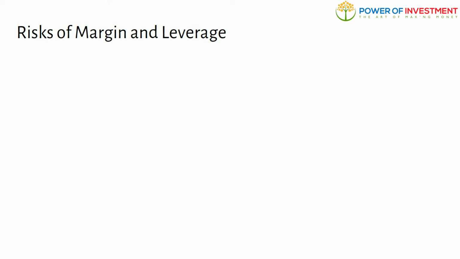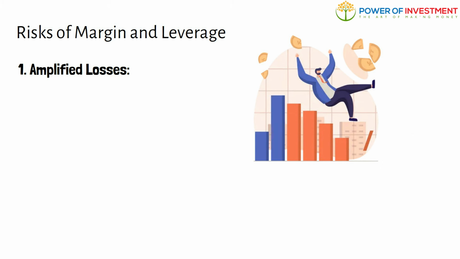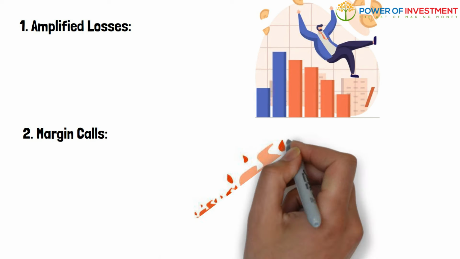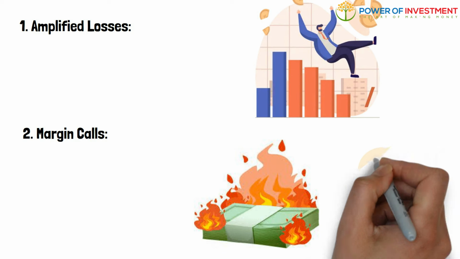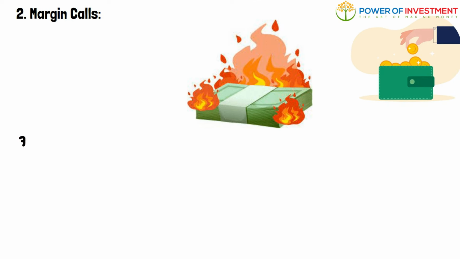While margin and leverage offer significant advantages, they also come with substantial risks. 1. Amplified losses. Just as leverage can amplify gains, it can also amplify losses. Small adverse market movements can result in significant losses, potentially exceeding your initial margin deposit. 2. Margin calls. If your account balance falls below the maintenance margin level, you'll receive a margin call from your broker to deposit additional funds. Failure to meet a margin call can result in the liquidation of your position at a loss.